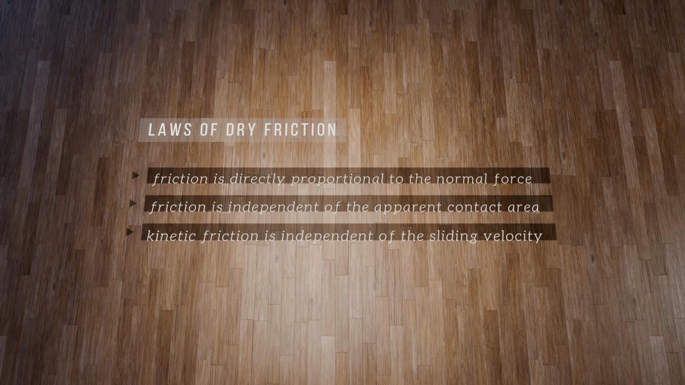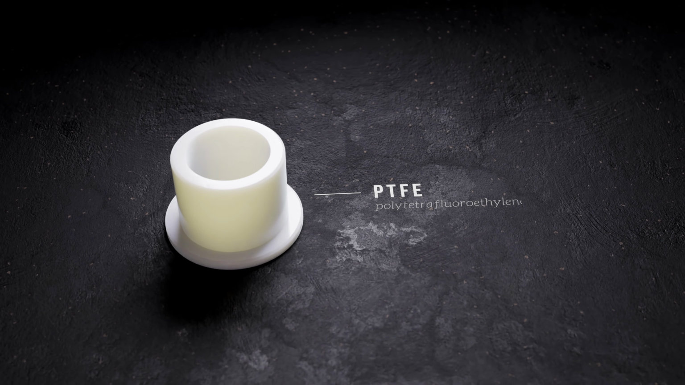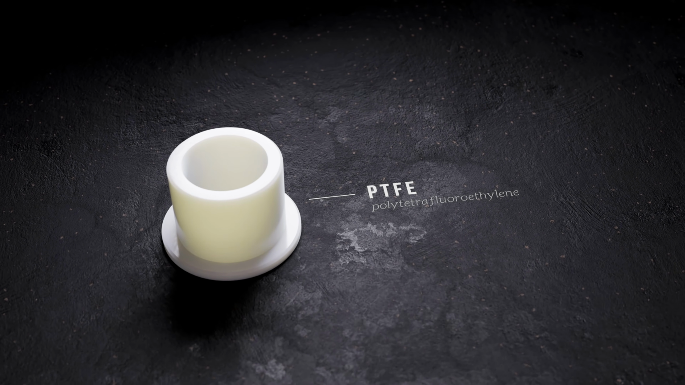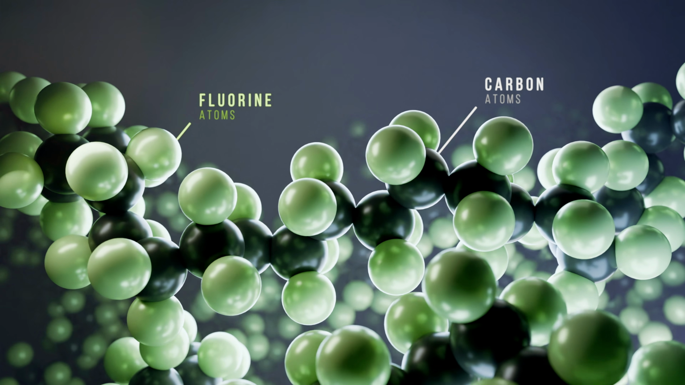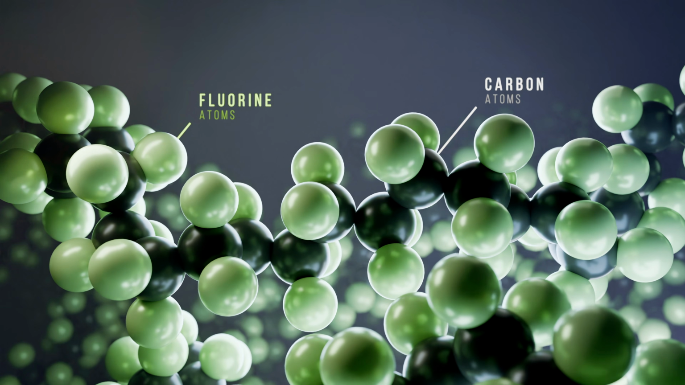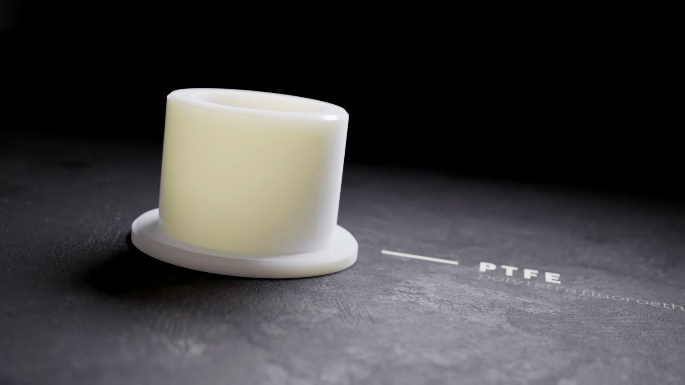In many applications, the goal is to reduce friction as much as possible, usually to improve efficiency and reduce wear. One material well known for its low friction properties is the polymer PTFE, also called Teflon. It has extremely low friction properties thanks to its unique molecular structure, consisting of chains of carbon atoms surrounded by fluorine atoms. The fluorine shield creates an inert and slippery surface that resists adhesion to pretty much all other materials, resulting in very low friction coefficients.